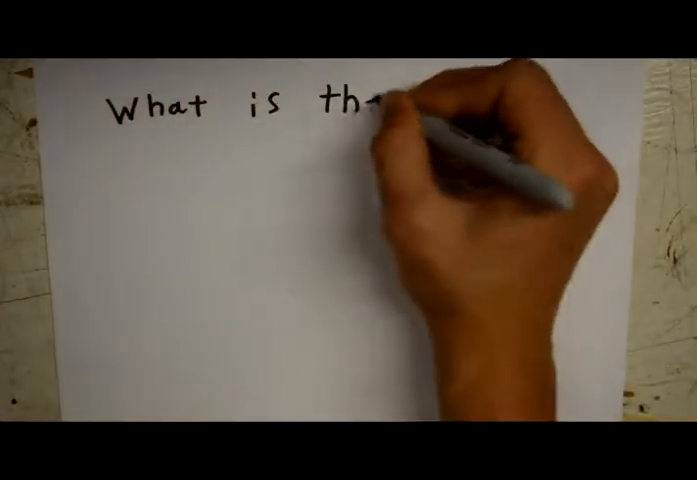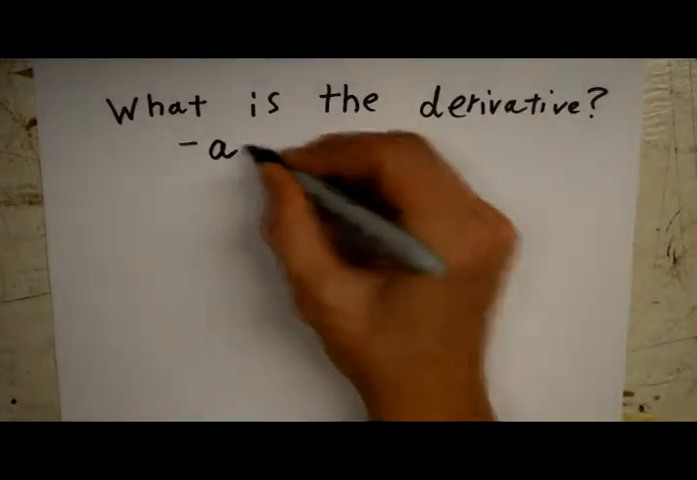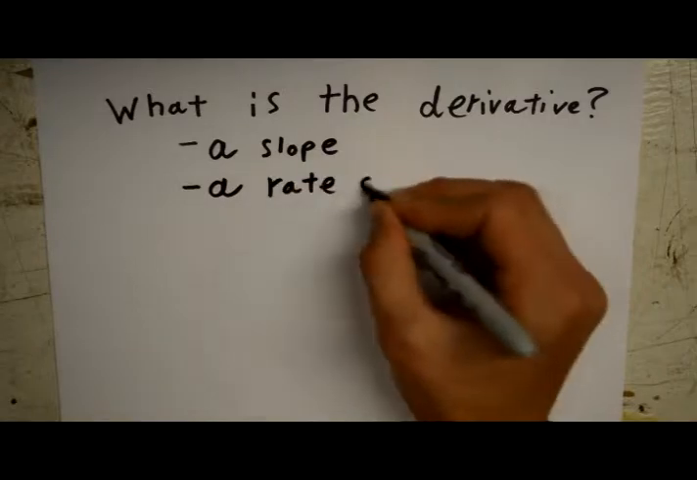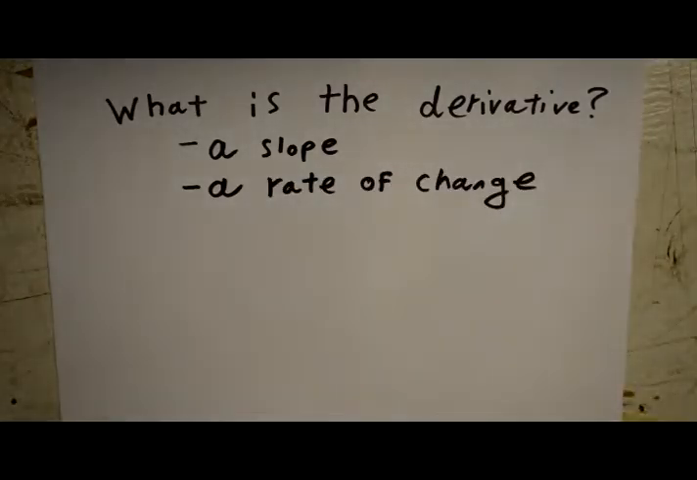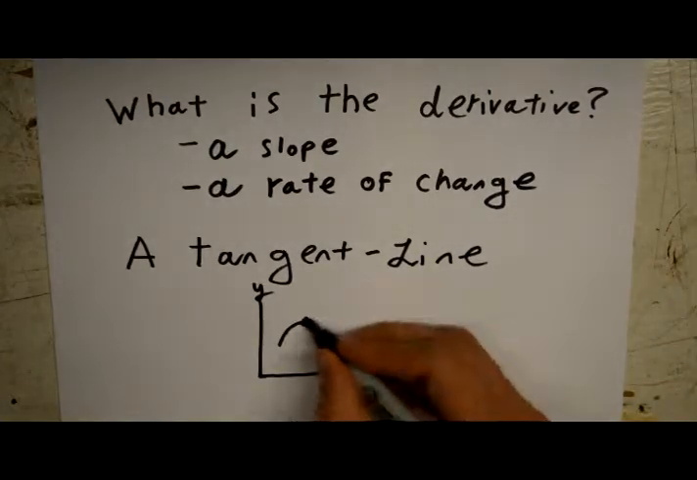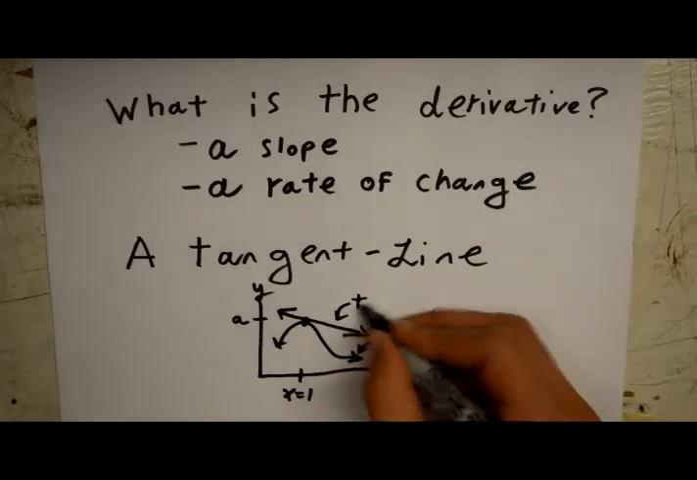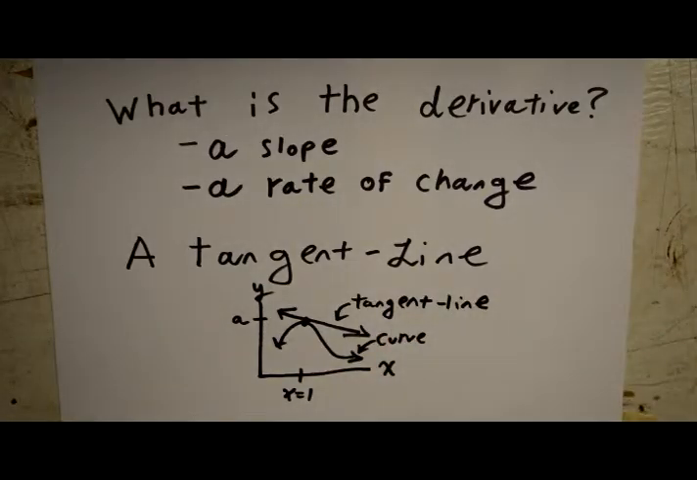We're going to start with what the derivative actually is. The derivative is pretty much just a slope and/or a rate of change. Another way to describe it is that the derivative is just a tangent line. And a tangent line is pretty much just a line off of a curve that has a given slope and y coordinate.